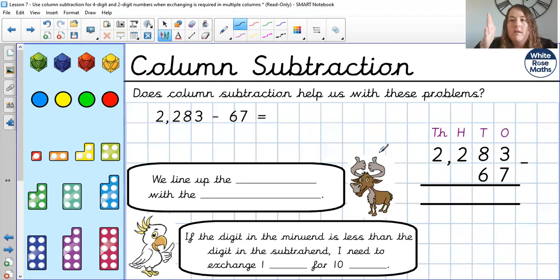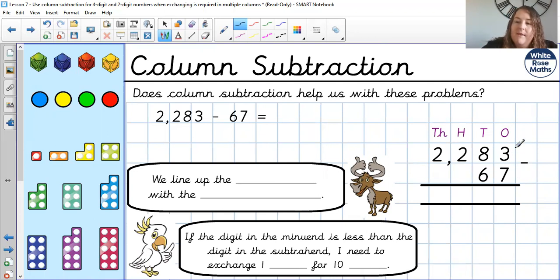So we line up the ones with the ones and the tens with the tens. So you can see that today there are 2 gaps here, and last lesson there was just the 1, but we need to make sure they're lined up in the correct columns. And then Coco is just reminding us, if the digit in the minuend, which is the top one, is less than the digit in the subtrahend, I need to exchange.